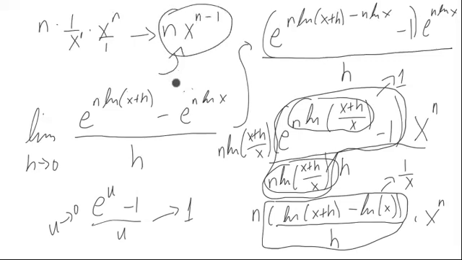Bravo! The rule works in general for any n at all. We had no restriction on n being an integer or anything else. So we have the power rule for derivatives for any n at all.